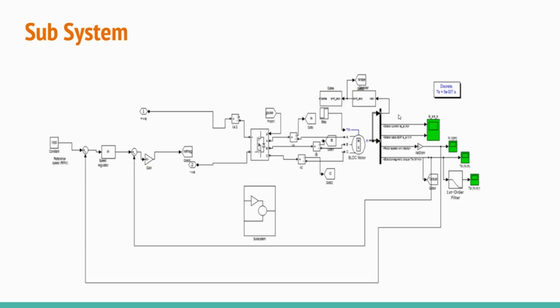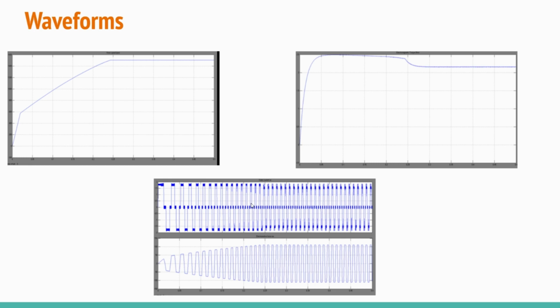At the same time, we use Hall effect sensors; this is the subsystem of the Hall effect sensors. Depending upon the gate pulse and the Hall effect sensor, we drive the BLDC motor. This is the motor torque. This is the speed waveform. This is a current, and this is the electromagnetic torque and speed. So it is the stator current and the electromotive force.